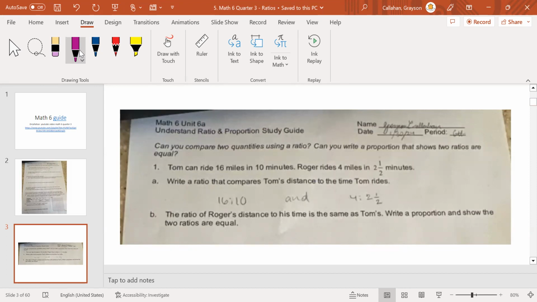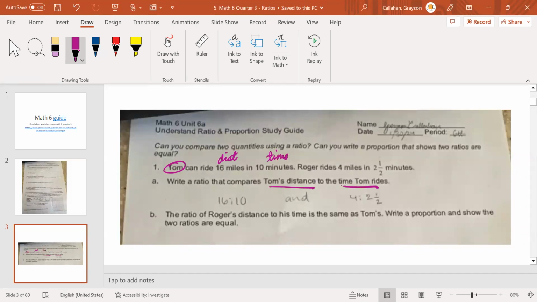Tom rides 16 miles in 10 minutes. Roger rides 4 miles in 2.5 minutes. It says write a ratio that compares Tom's distance to the time Tom rides. Tom, distance, Tom. So this is just Tom, yes? So distance is right here. Distance is 16 miles. Time is the other one.